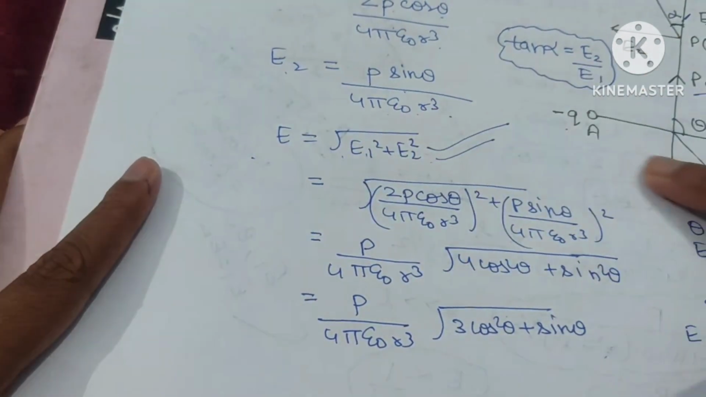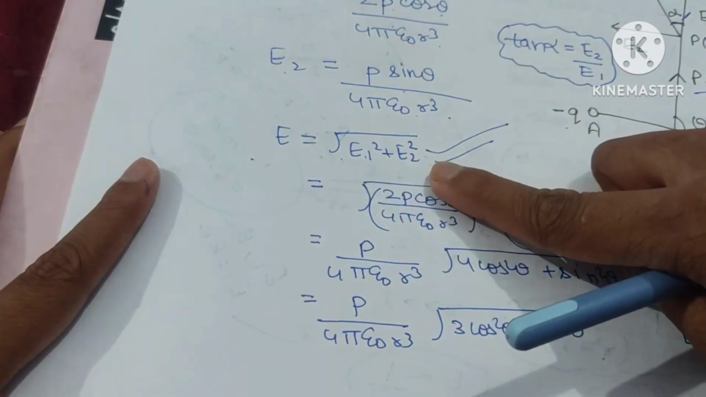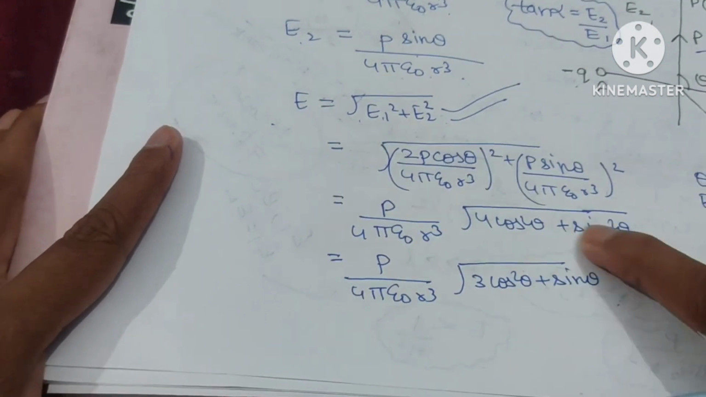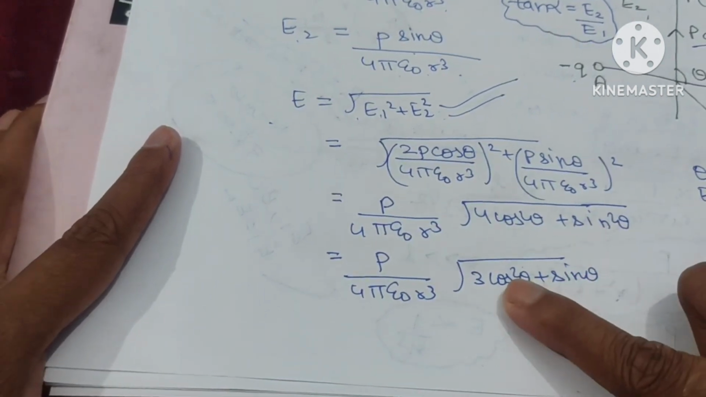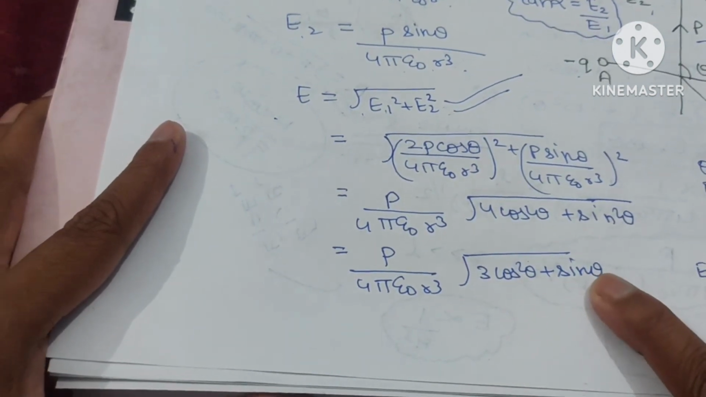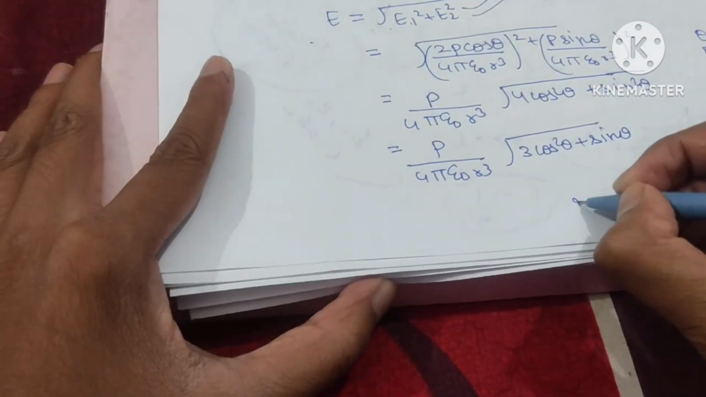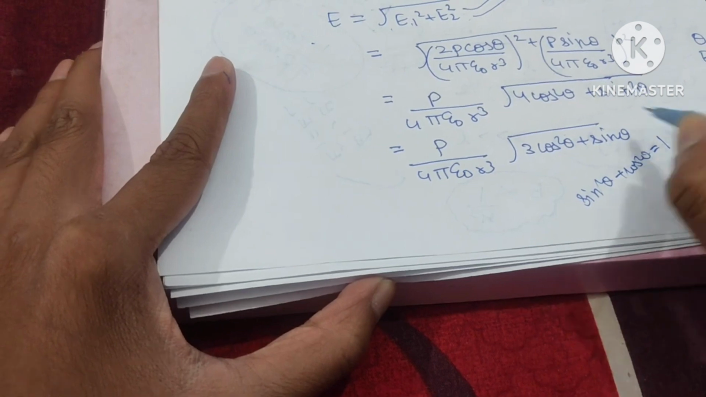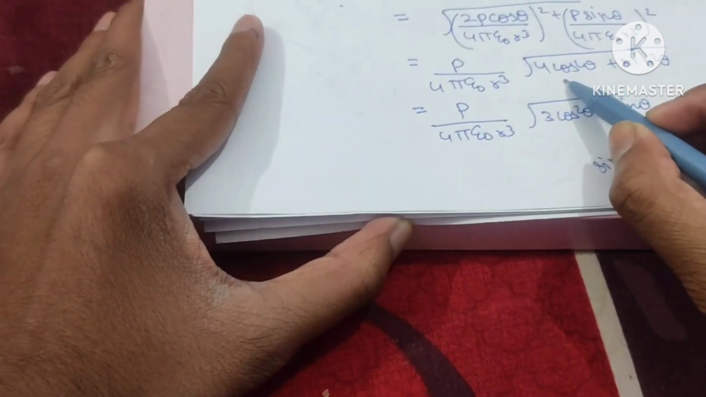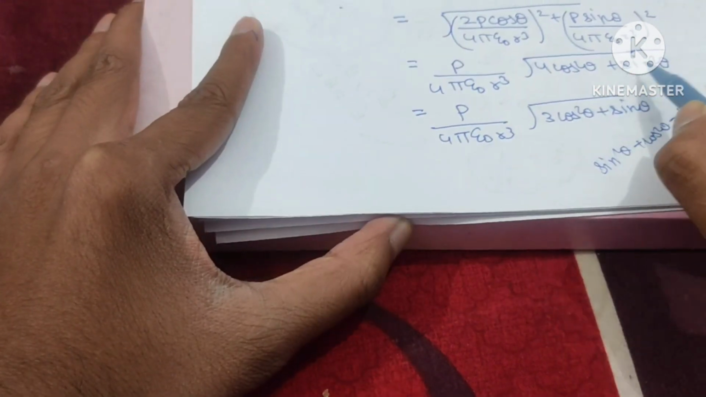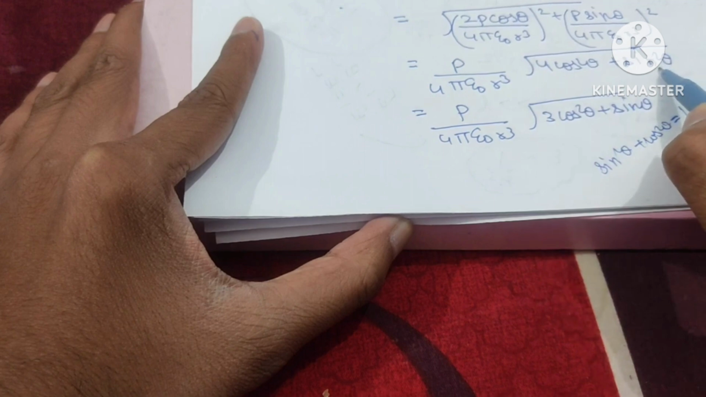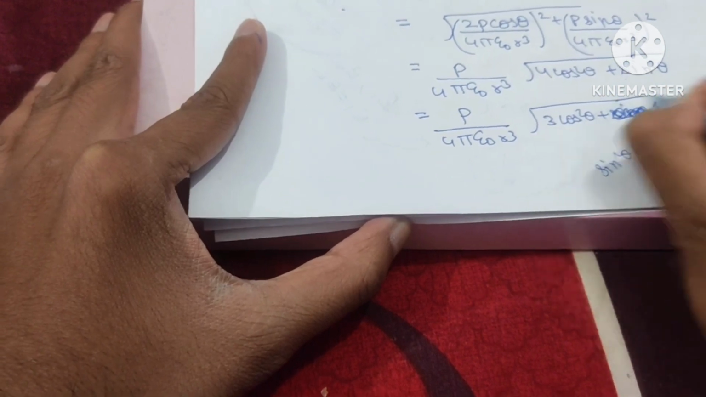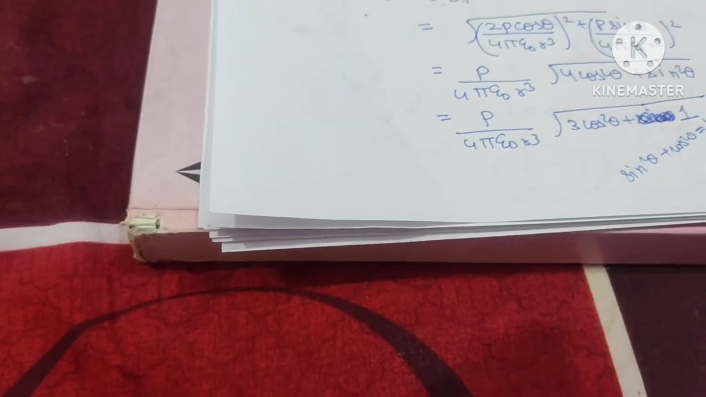to take under root of E1 square plus E2 square, and after you take it, it will become 4 cos square theta plus sine square theta, and it will become 3 cos square theta plus 1. How? Because we know sine square theta plus cos square theta is 1, so that's why we are separating 1: cos square theta plus sine square theta equal to 1. So there would be the 1. Sorry, it's my mistake. So here it is the 1.